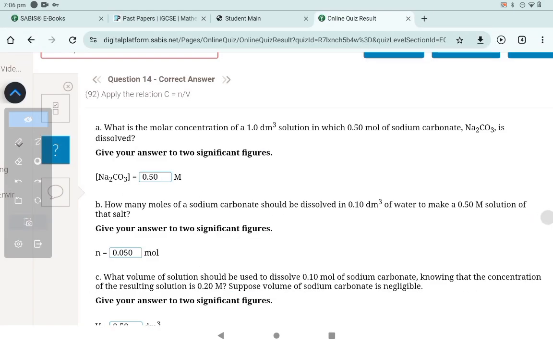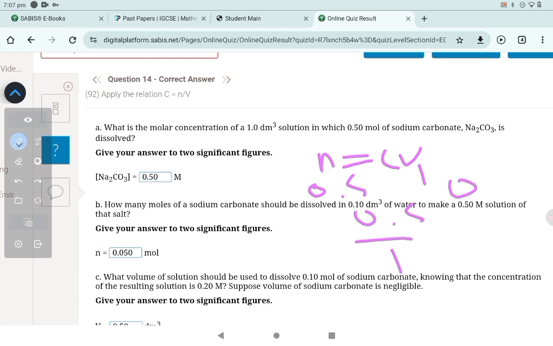Molar concentration. So we have a rule which is n equals CV. We have the volume is 1. We have the moles is 0.5. So 0.5 over 1 is the concentration. We get 0.5.